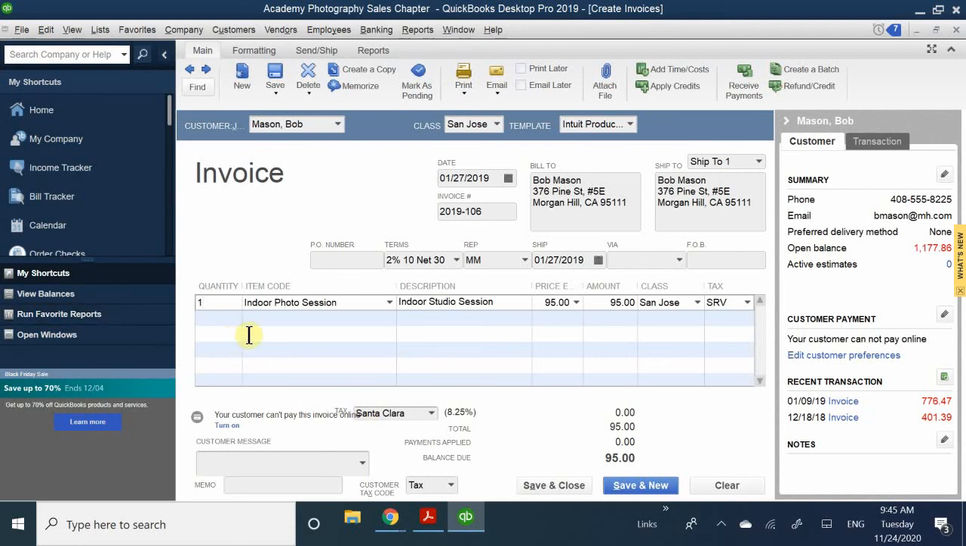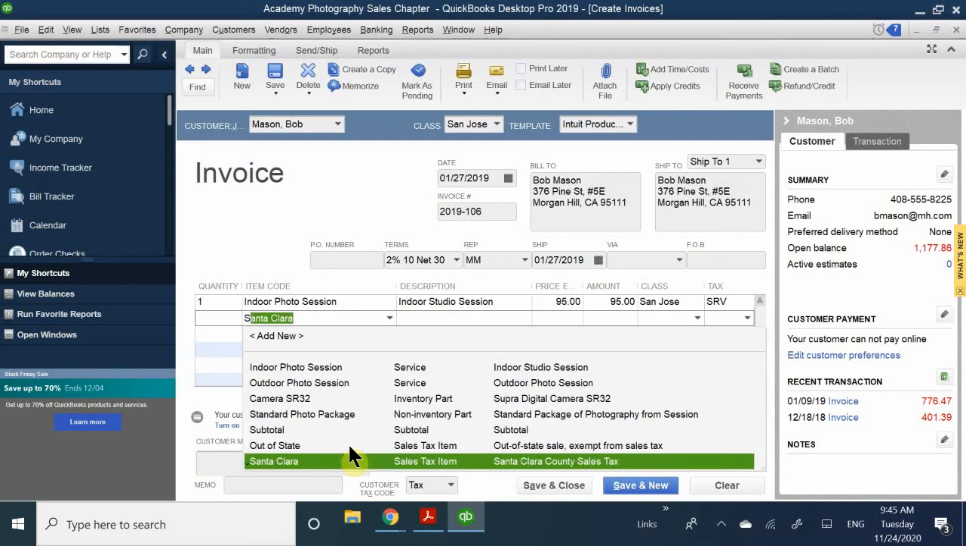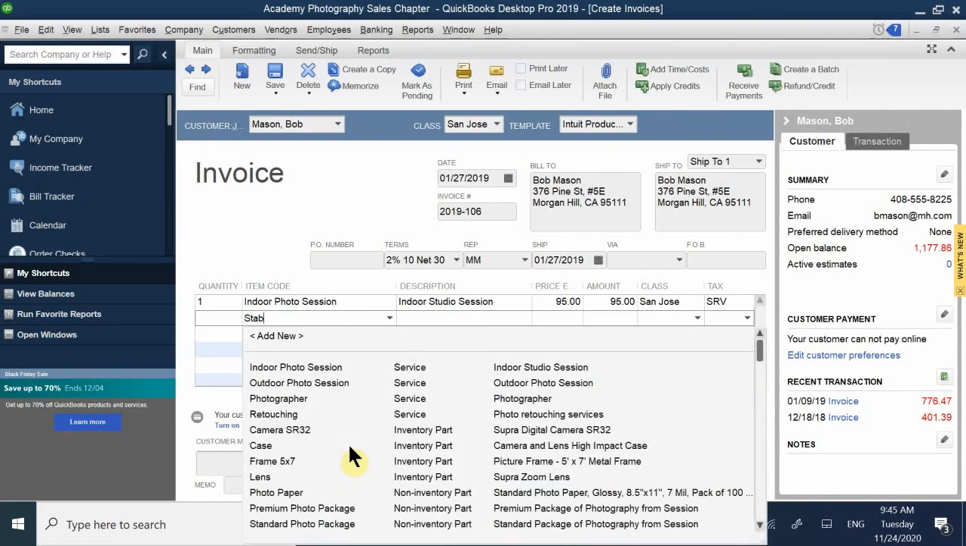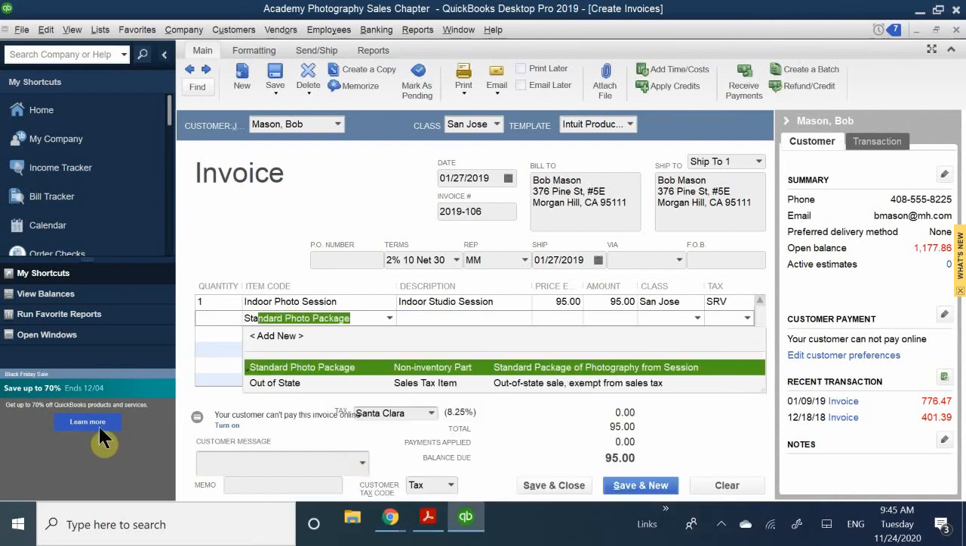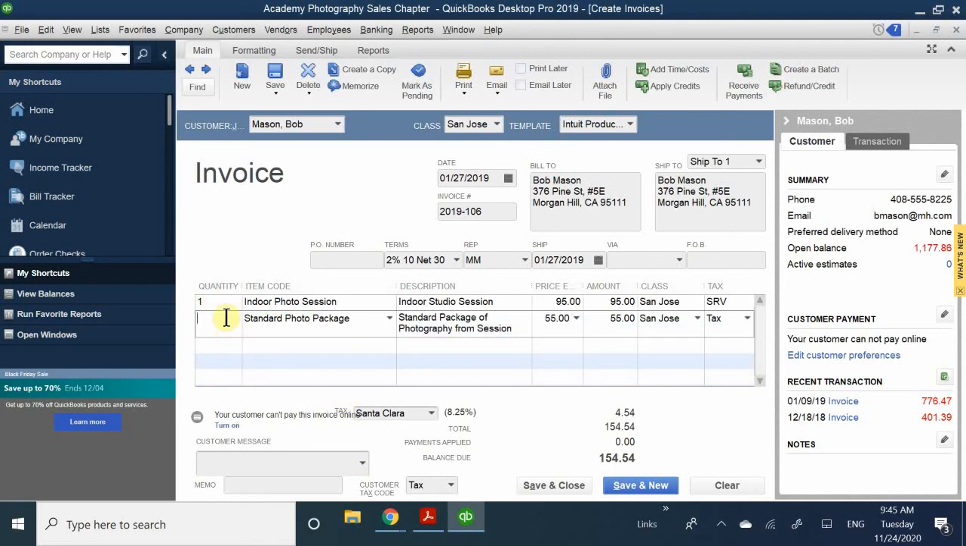Anything else? I think he has a standard photo package as well. Standard. So as you go here, standard photo package, and you said he only got one. All right, so again, all of my stuff is aligned and I get my totals here. He's automatically going to be Santa Clara taxed. So the amount that he owes is going to be 146.